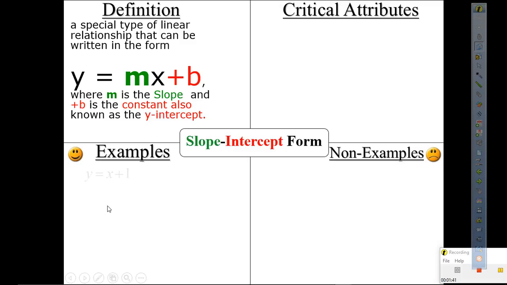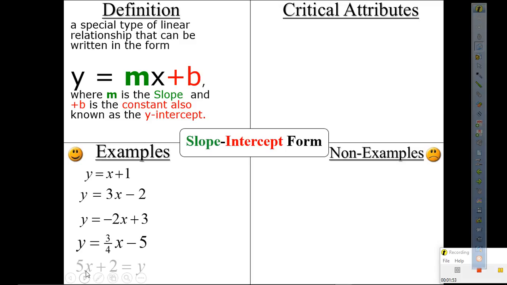Examples: y equals x plus 1, y equals 3x minus 2, y equals negative 2x plus 3, y equals 3/4 x minus 5, 5x plus 2 equals y, and y equals 4x. Copy that, and then I'll go over the definition with the examples so you can see what slope-intercept form is.